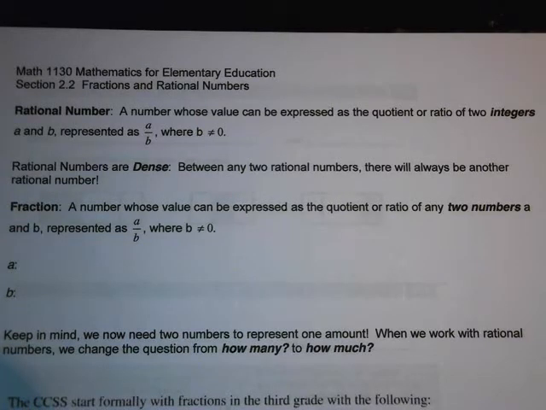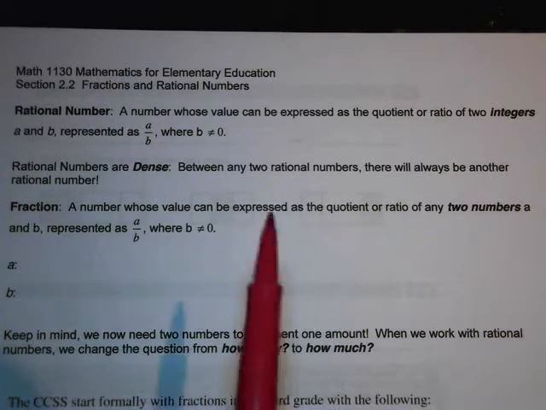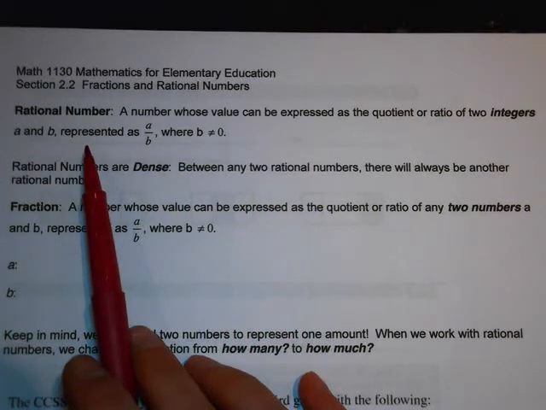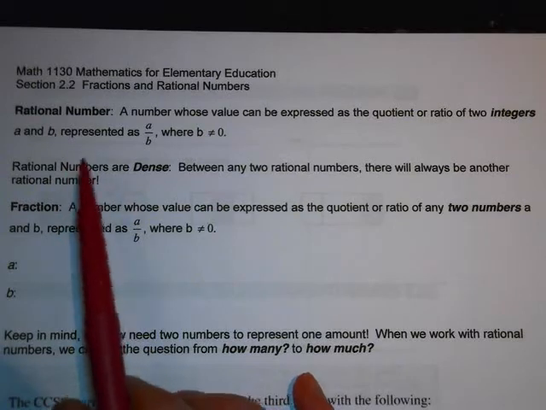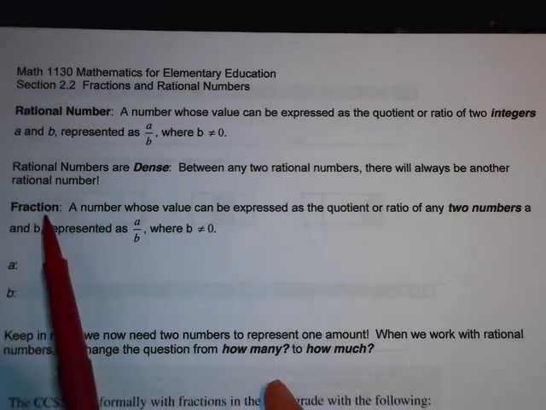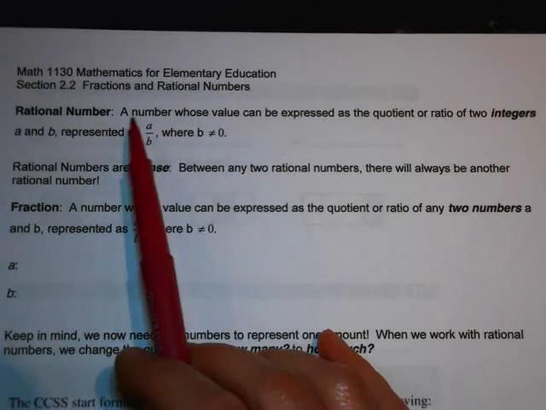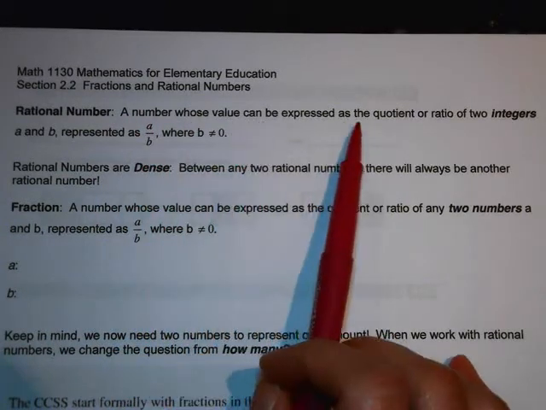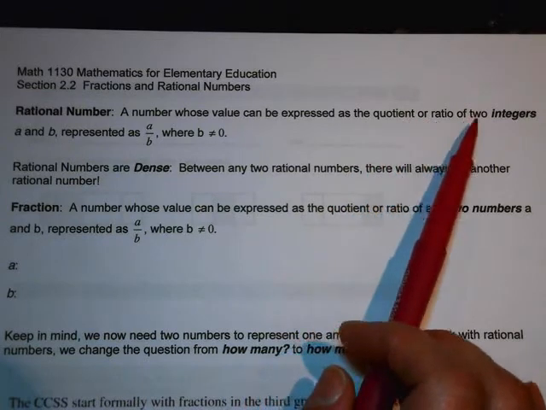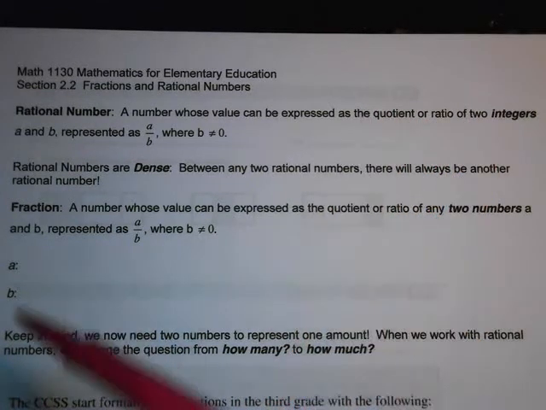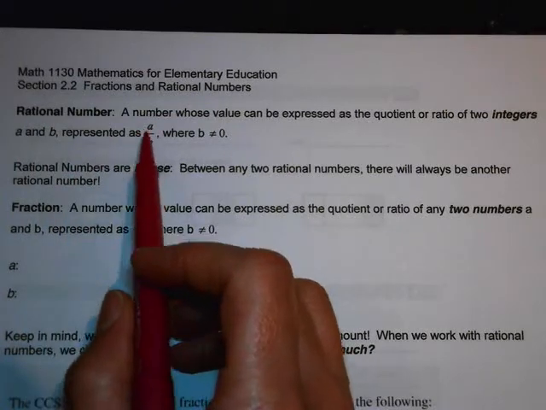So the title of the section is Fractions, and I put "and rational numbers," because it's important to understand the difference between a fraction and a rational number. So technically, we should really talk about rational numbers. That is really a better way to express it. I mean, fractions are fine, and that's what everyone says, but let's look at the difference between those. A rational number is a number whose value can be expressed as a quotient or ratio of two integers A and B, represented as A over B, where B can't be 0.